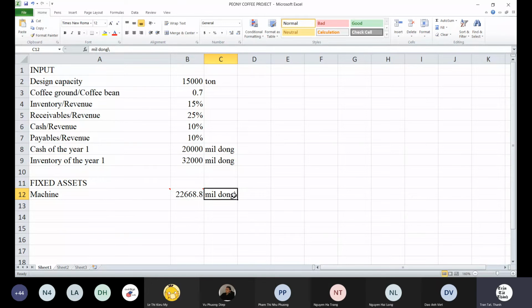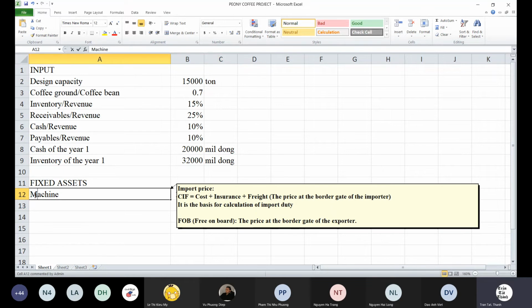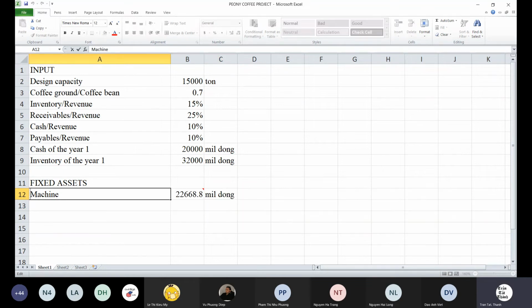History cost of the machine. You can put it as the history cost of the machine and it is okay. And please tell me if you found the same result. Okay, then continue.